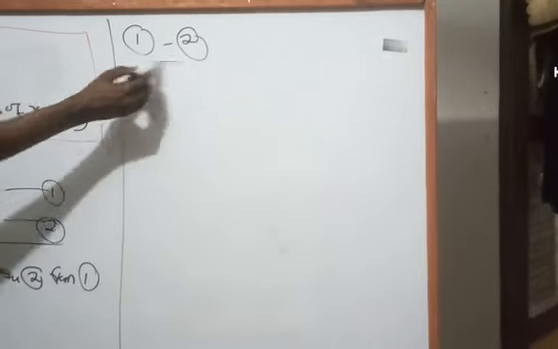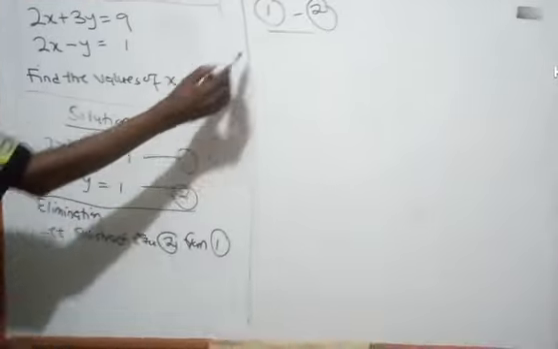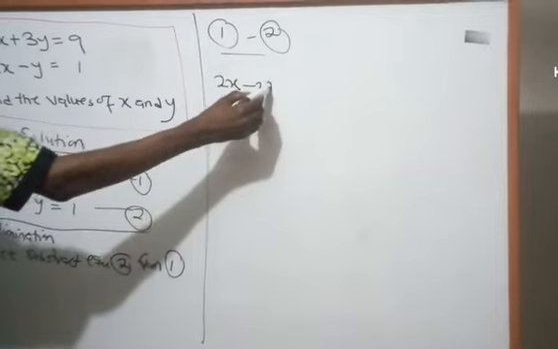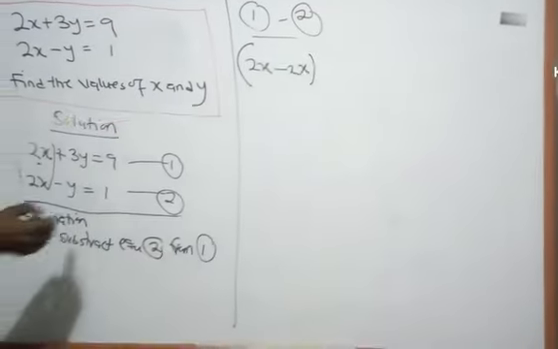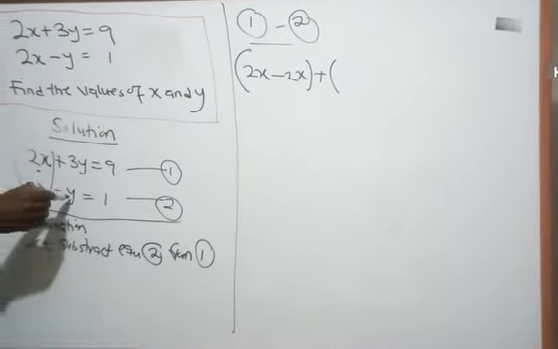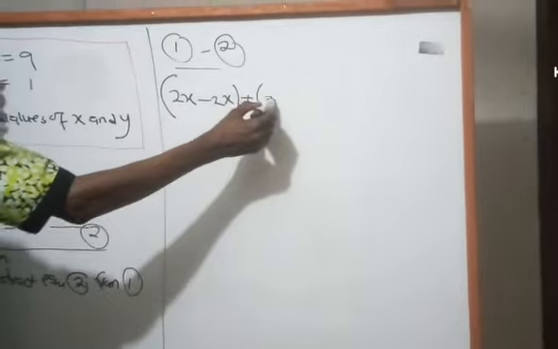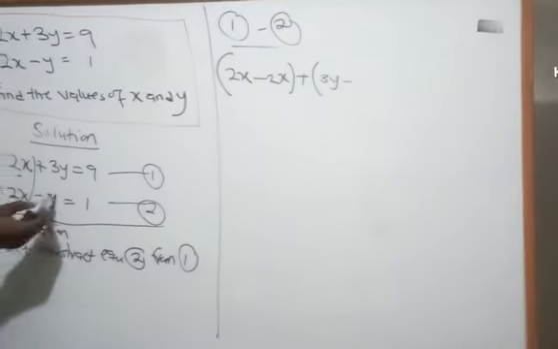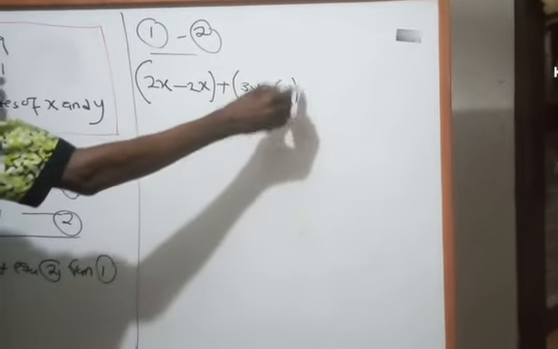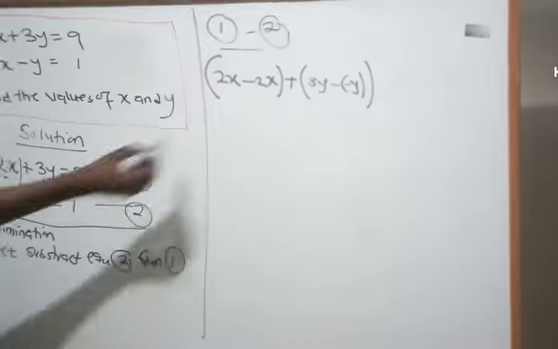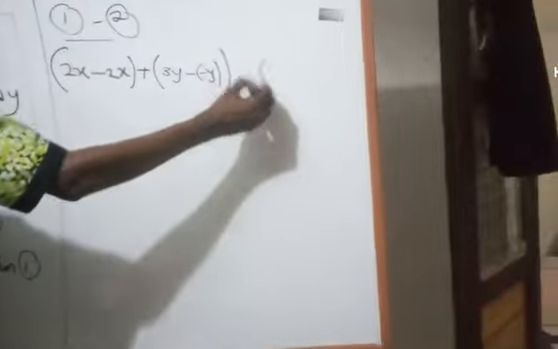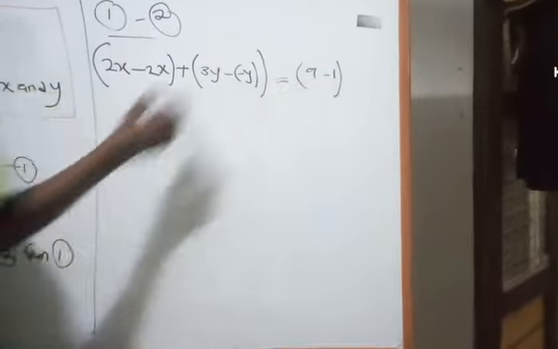So by following this, we'll have this 2x minus this 2x. We can put it in brackets, plus another bracket open, this 3y minus this y. So we have 3y minus, which this y is already attached by minus. So we have minus y. We close the brackets. And then we have equal to this 9 minus 1, like this.